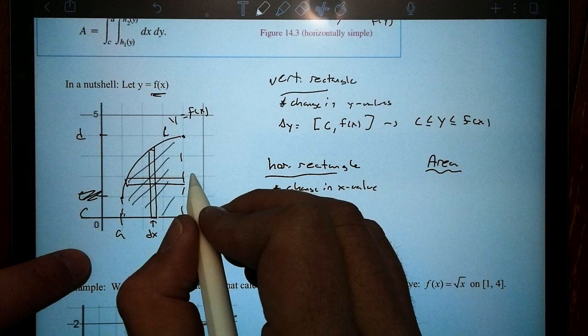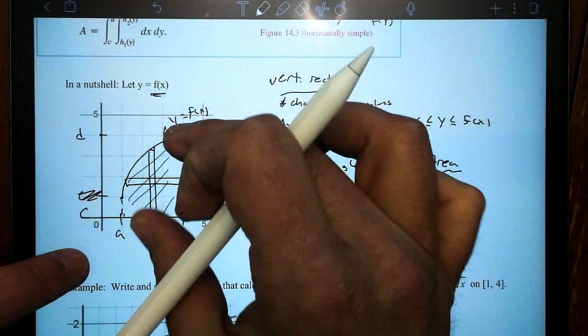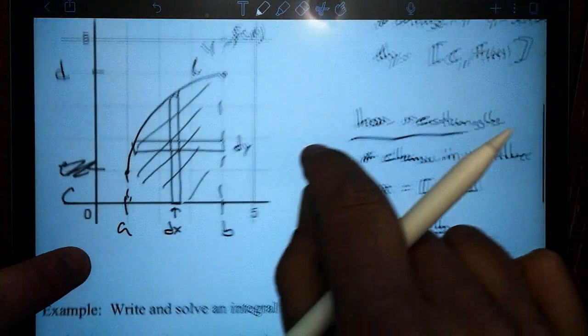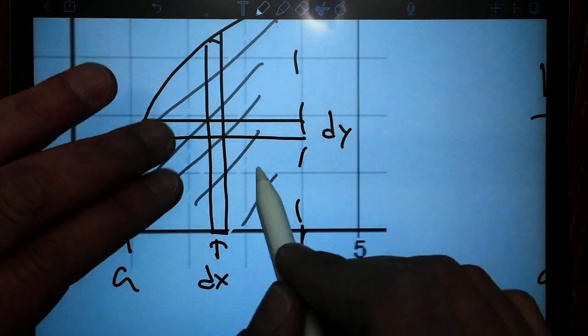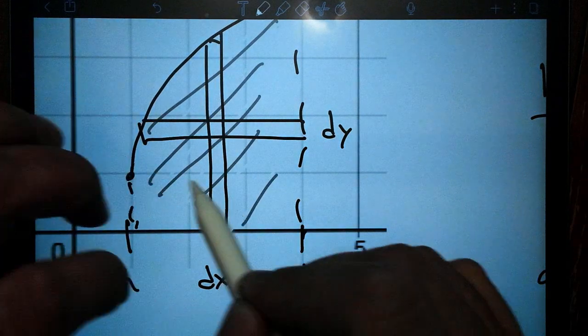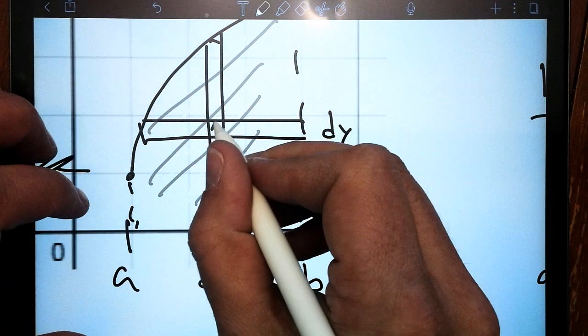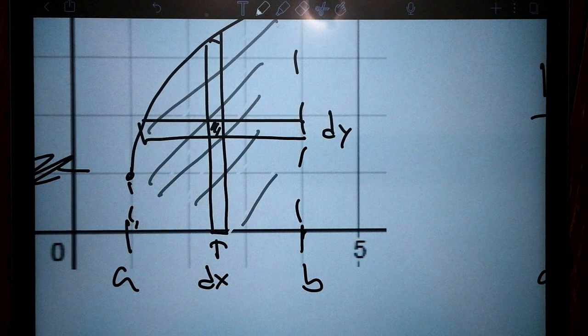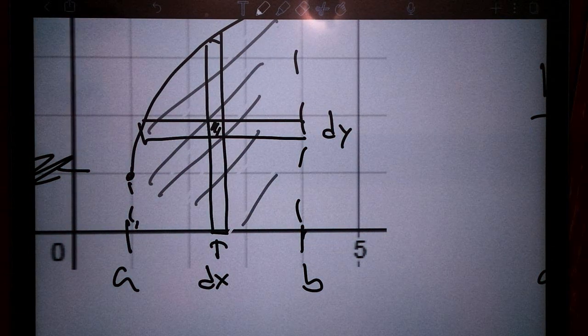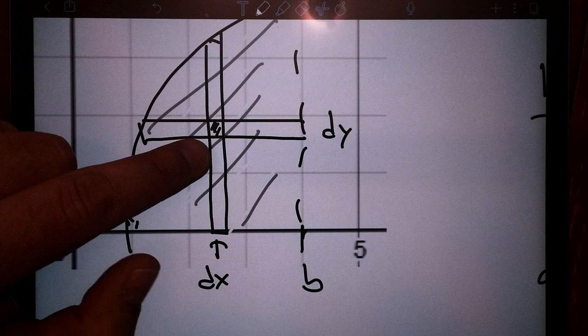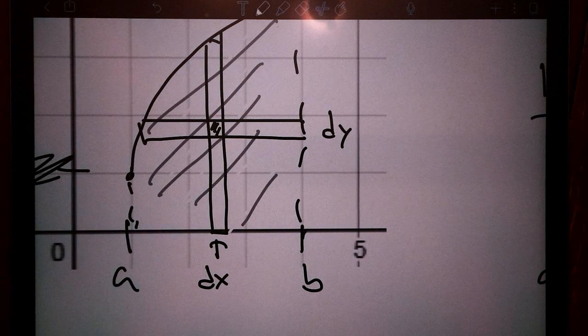Now remember, this is also dy right there, it's that thickness. If I were to blow this up, we're looking at the intersection of our vertical rectangle and a horizontal rectangle. And we have this tiny little rectangle in here. It's not a square, it's a rectangle, but a square is a type of rectangle, I guess. But what is the area of that one tiny little rectangle?